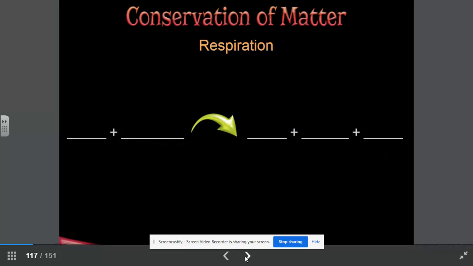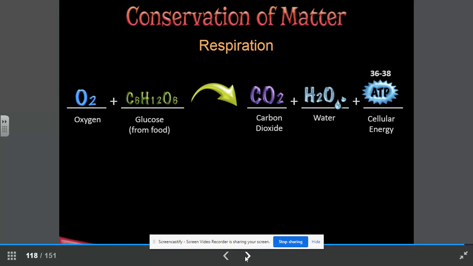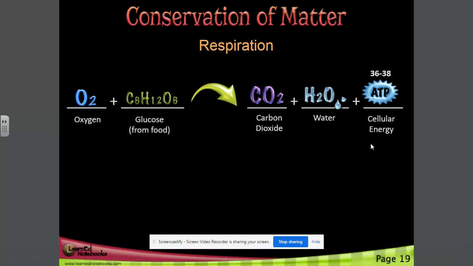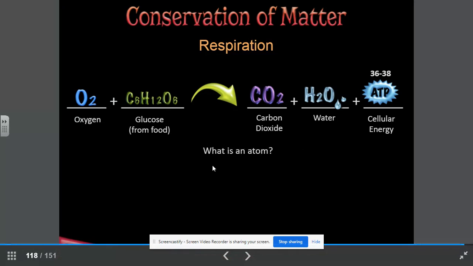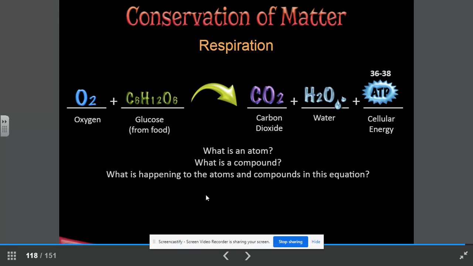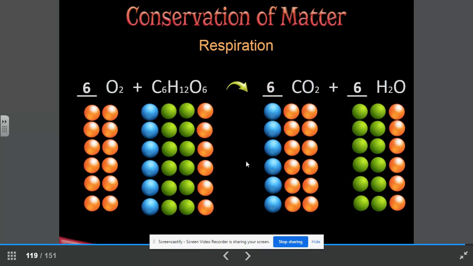All right. Respiration. We take oxygen and glucose. Respiration is a chemical reaction that gives off carbon dioxide, water, and ATP, which we know, adenosine triphosphate, is cellular energy. Again, we will do this in class. We'll talk about an atom and a compound. We know what is happening. There's a chemical reaction. They are being reconfigured or rearranged. Let's balance these. There we go. Whatever we have on one side of the equation, we're going to have on the other side.